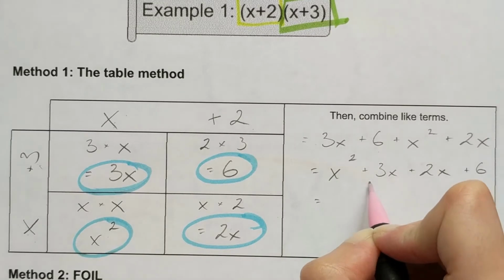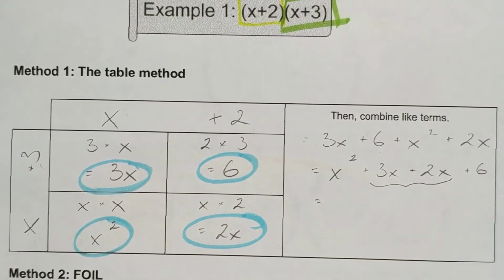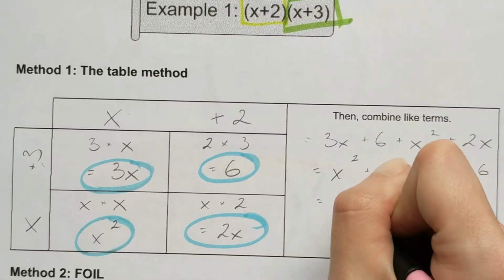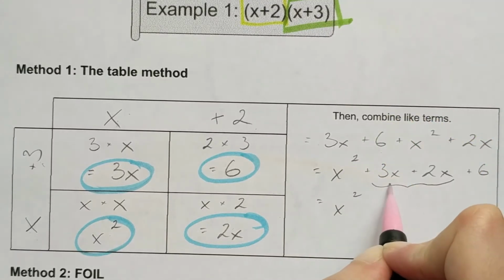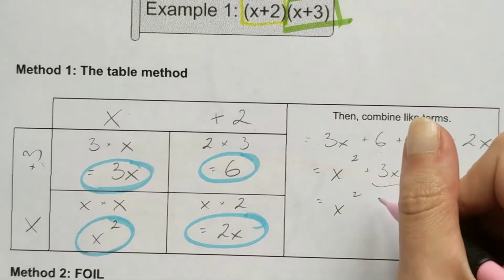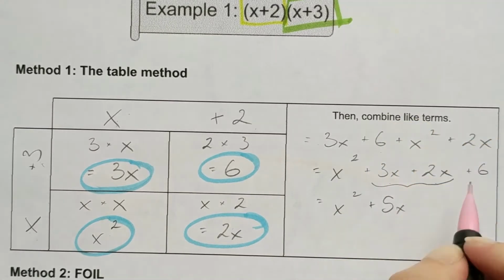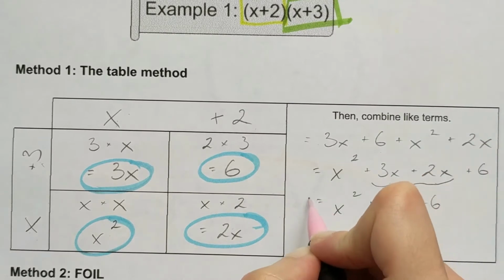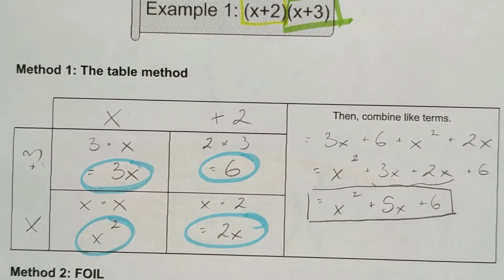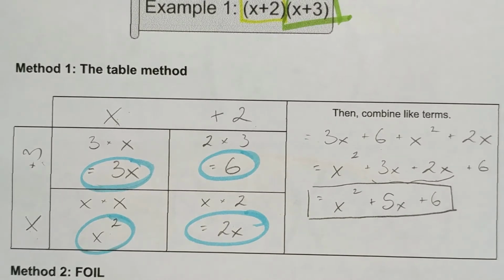Finally, I can combine my 2 middle terms here because they are like terms. I have an x squared, 3 x's plus 2 x's gives me 5 x's. And then I have plus 6. So the final answer to this question is x squared plus 5x plus 6.